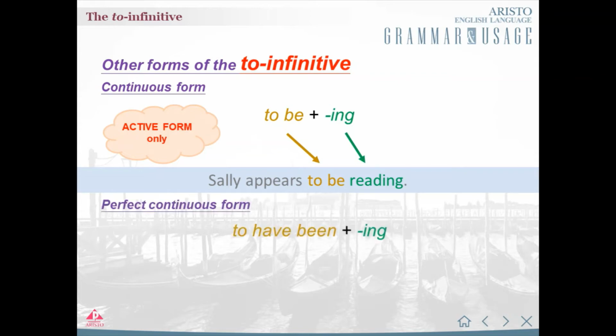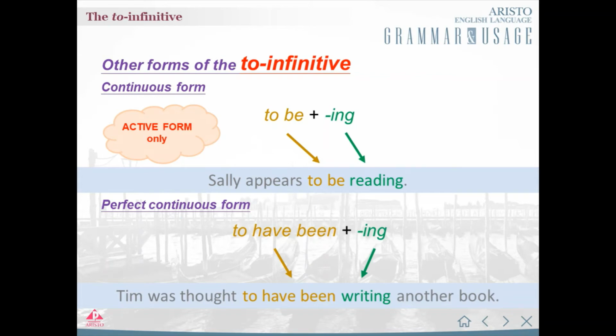The perfect continuous form is formed using to have been and the ing form of the verb. Let's take a look at an example on the screen. We use the perfect continuous form when the infinitive shows an ongoing action which takes place before the main verb. Like the continuous form, the perfect continuous form does not have a passive form.